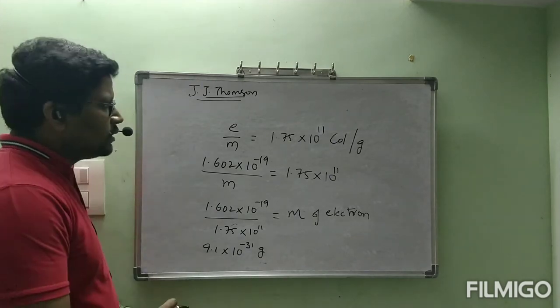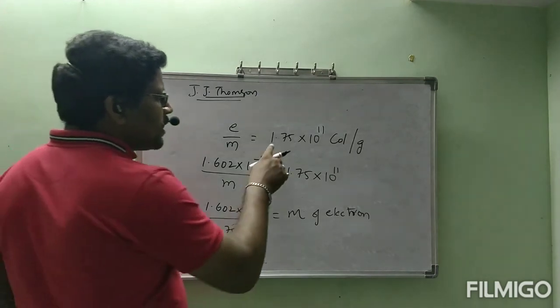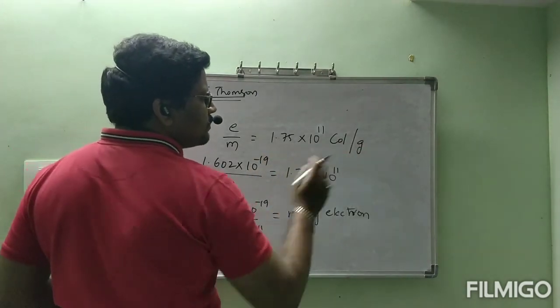One small thing: this 1.75 into 10 power 11 is in kilograms here.